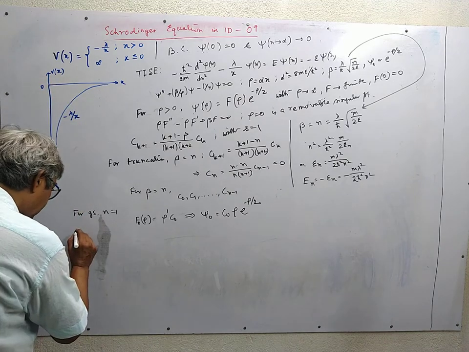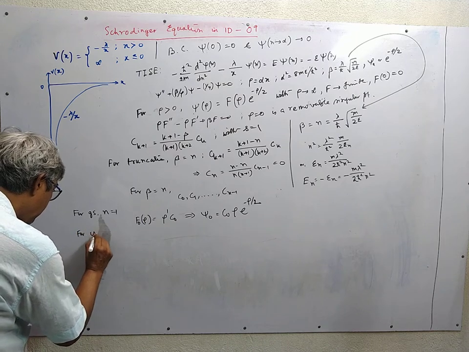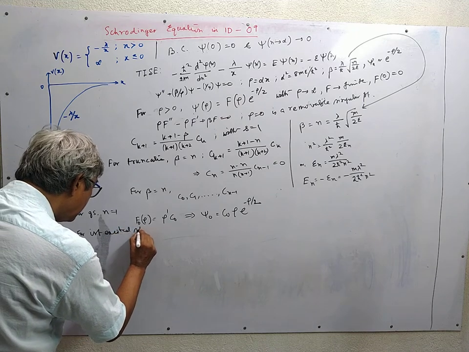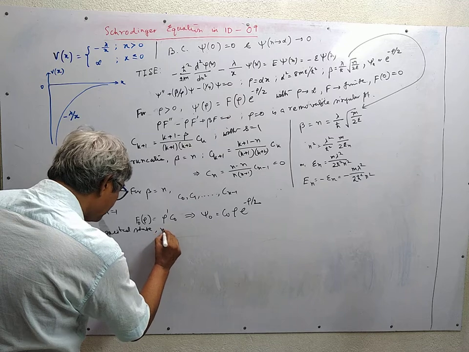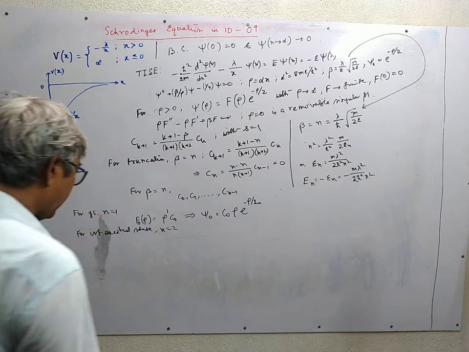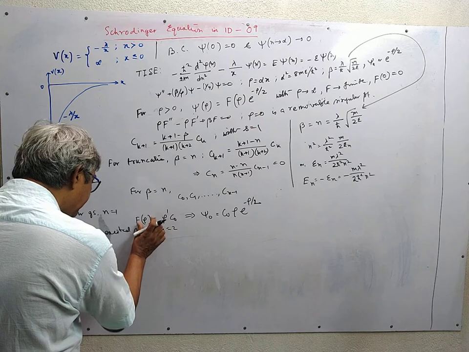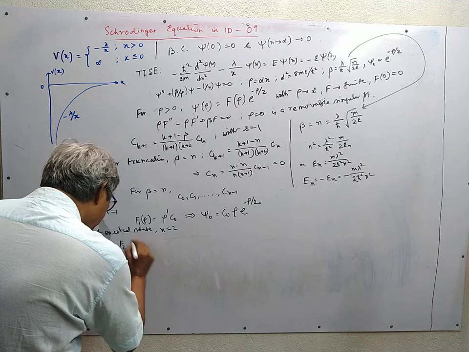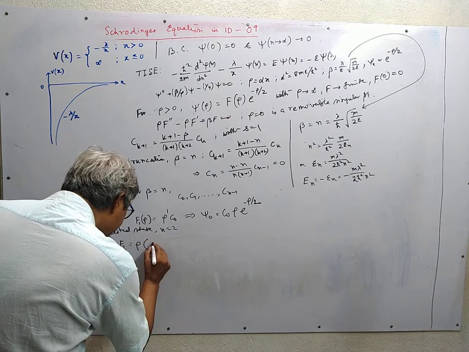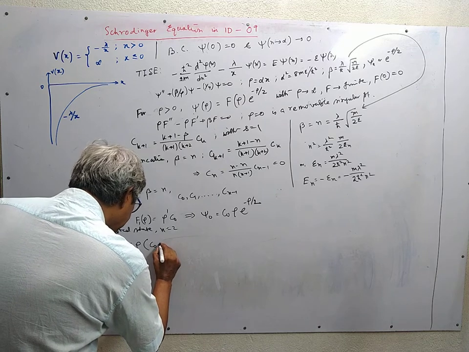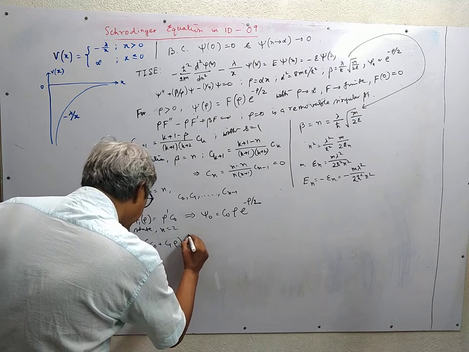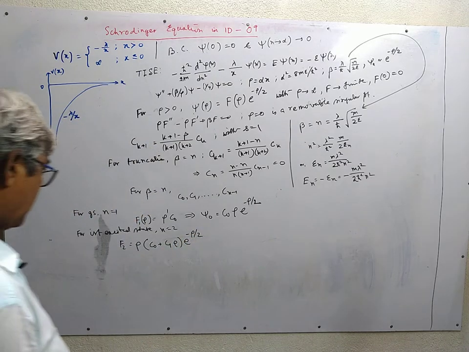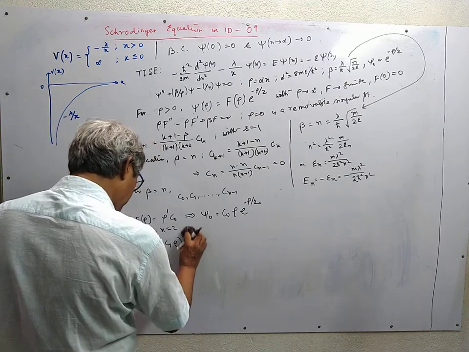And for the first excited state, we have n is equal to 2. So f2 will have two terms. f2 is rho to the power s, C0 plus C1 rho, e to the power minus rho by 2. So it will have two terms. Oh, sorry, this is f, this is f.